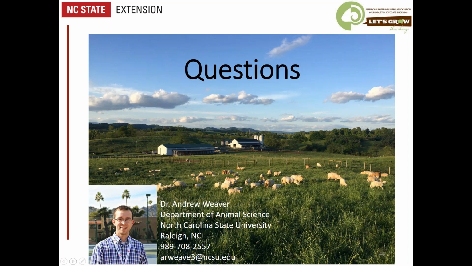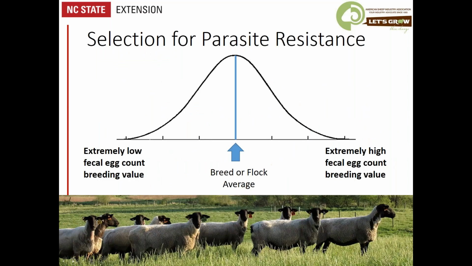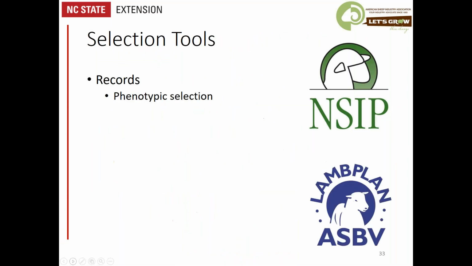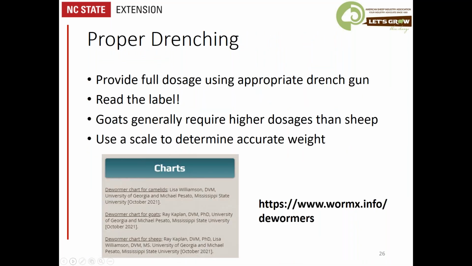Okay, and on the slide where you had the proper drenching, I think it was slide 26, you had some charts on there. If you wouldn't mind going back to that, somebody asked about the website that's available. So yeah, we could go back to that slide and show that to folks. Right here. There we go, right there. wormex.info/dewormers. Okay, thank you. And at that same wormex.info website, you're also going to find the information about the copper oxide wire particles. Okay, excellent.